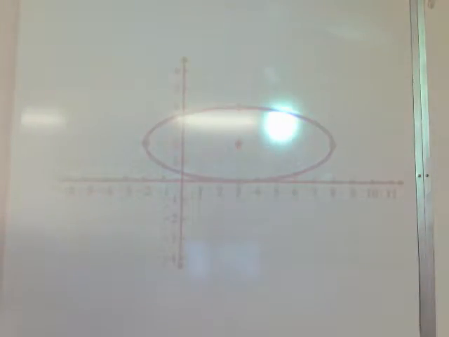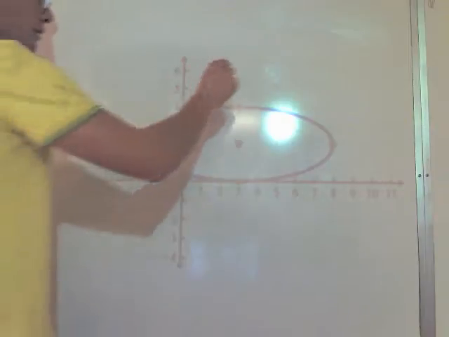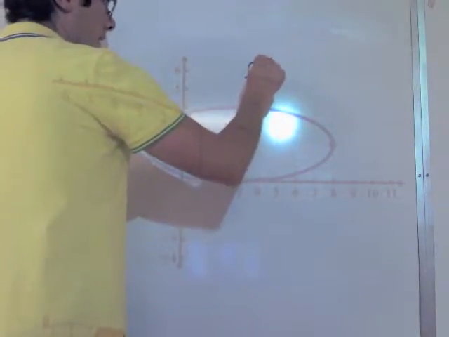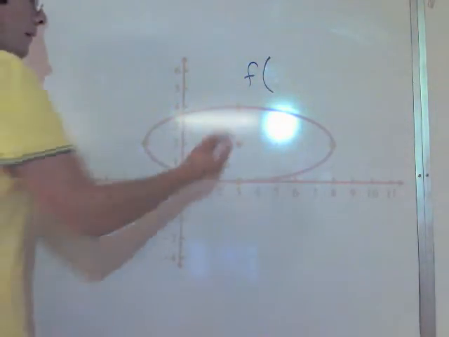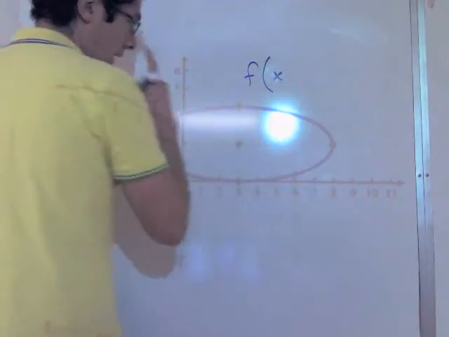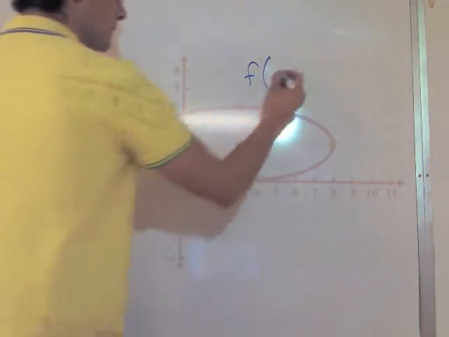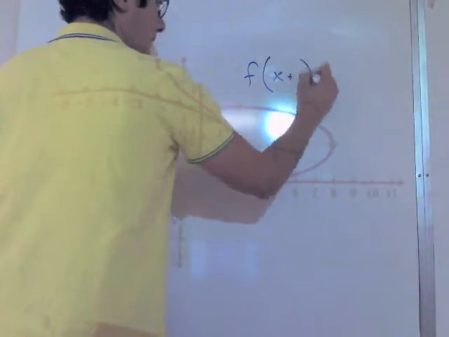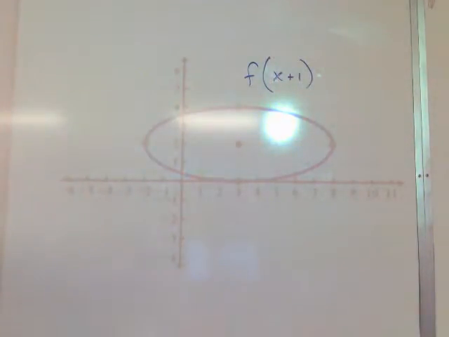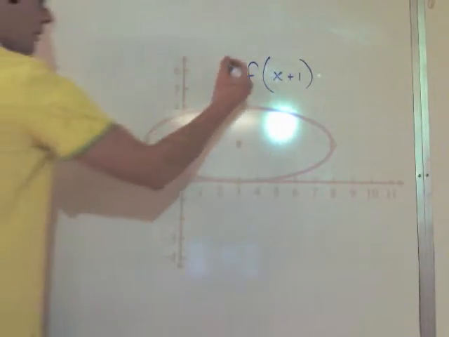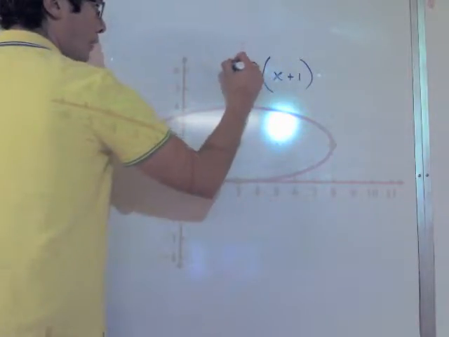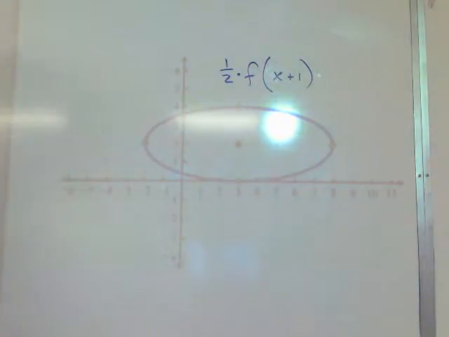Okay, same problem, and this time I'm going to do this mapping system, F. And then I'm going to put an X, let's say an X plus 1 here. Okay, X plus 1 there. And then I'm going to put a fraction 1 over 2 in front of it.